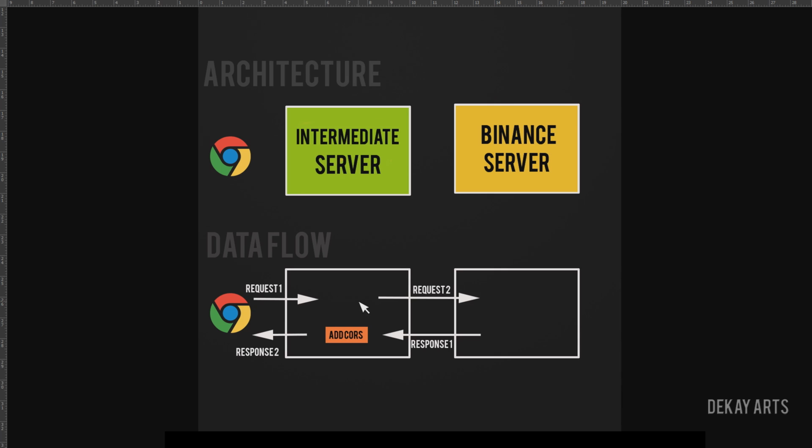So all we did is we created a path called getExchangeInfo, and in that path we're calling the Binance server, and we get the response back from the Binance server, and we're adding the CORS header, which is the access-control-allow-origin header, and then we are sending the response back. Now all we have to do is write the client side code.